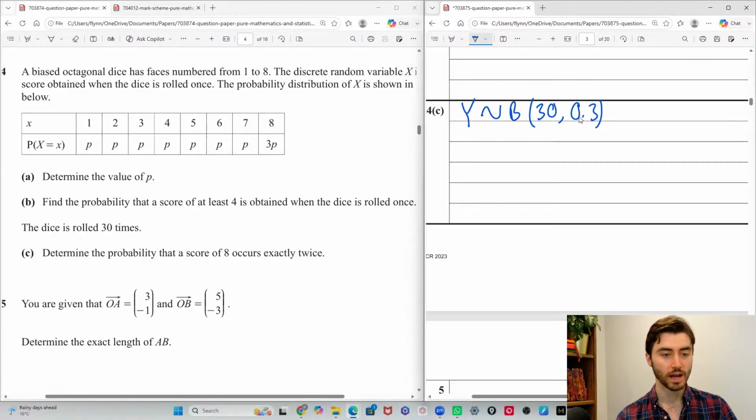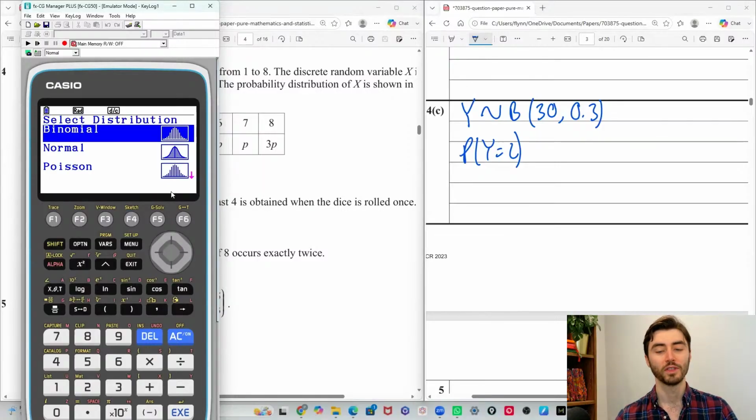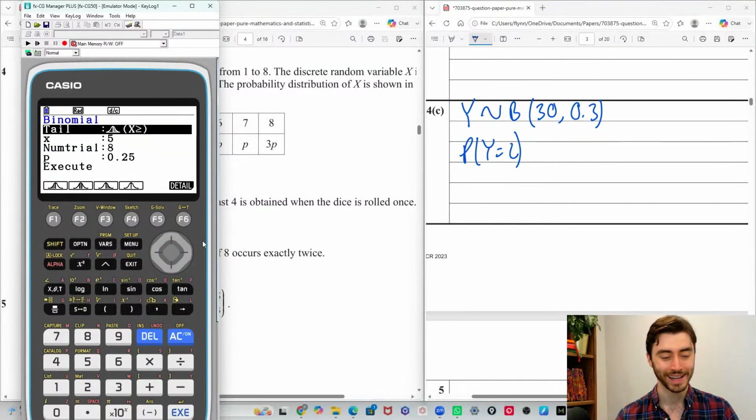So rolling 30 times, determine the probability that 8 occurs exactly twice. So P(y = 2). In fact, let me bring across this calculator because we want to go to the distribution function. Do I know how to press my buttons? I don't think I do. Distribution, there we go. I much prefer the other one, but the free trial on that ran out. So I'm like, no, I have to actually use a legitimate calculator.